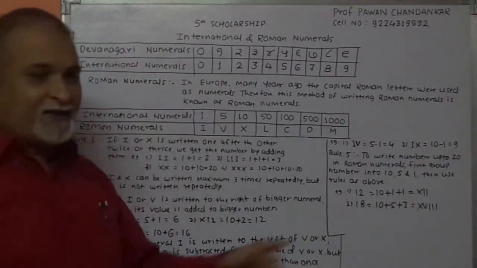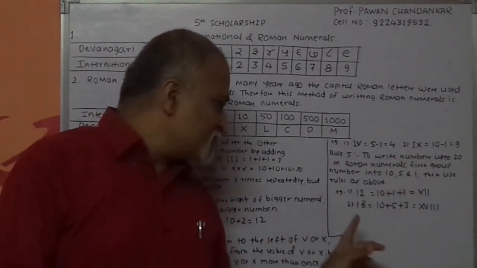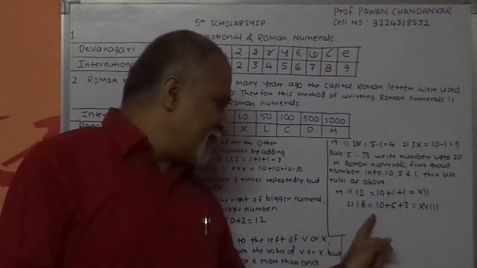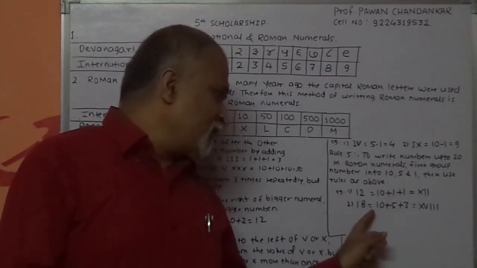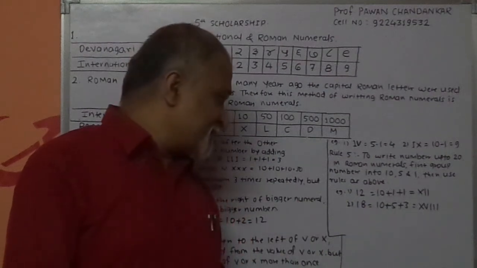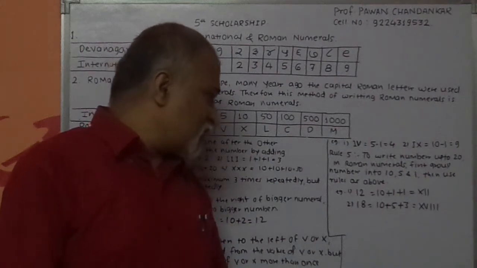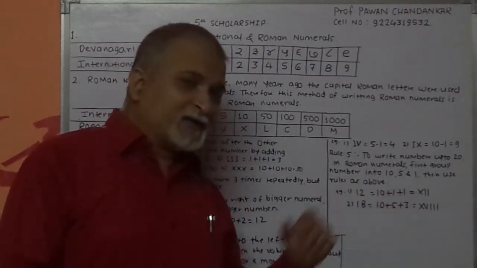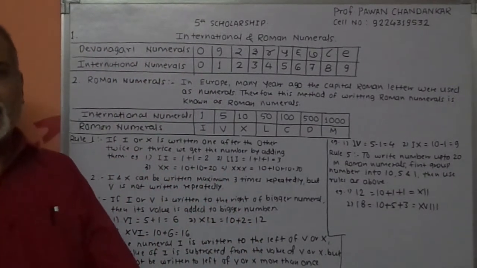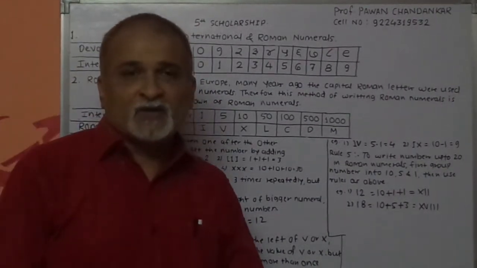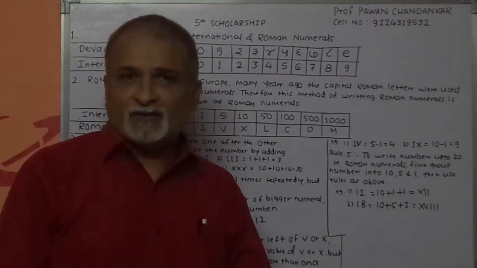Right, students? Look at this. 18. Look at the next example. 18 means what? Let's form a group of 10, 5 and 1. So here we can make 18 as 10 plus 5 plus 3. 10 is represented by the letter X. Then 5 means V and 3 means 3 I's. Yes or no? So this is how 18 is represented in Roman numerals as XVIII. Have you understood, students? This is how we have to represent the Roman numerals.